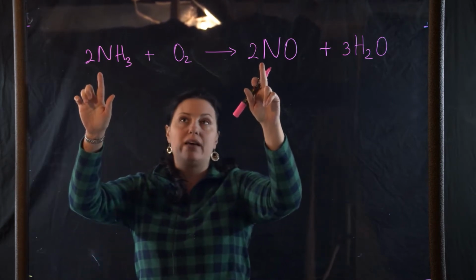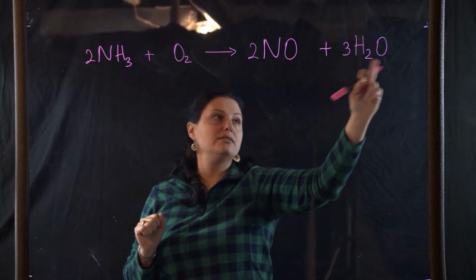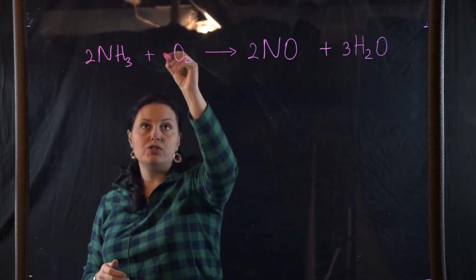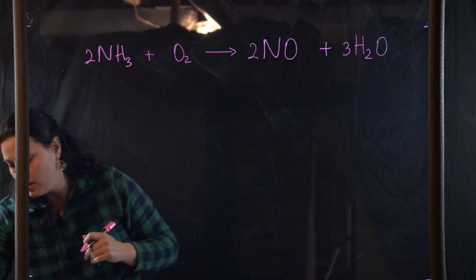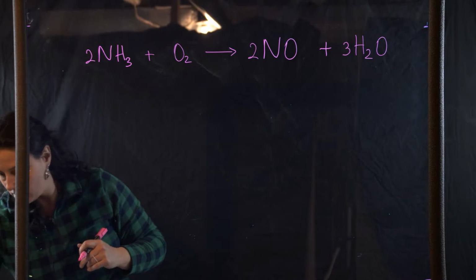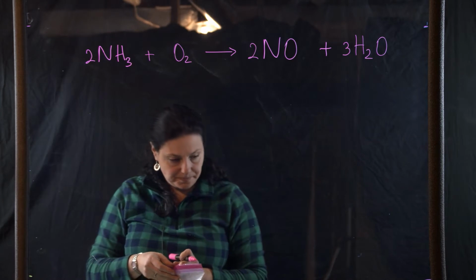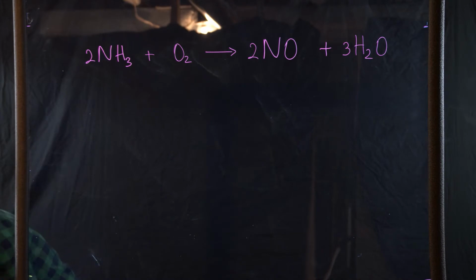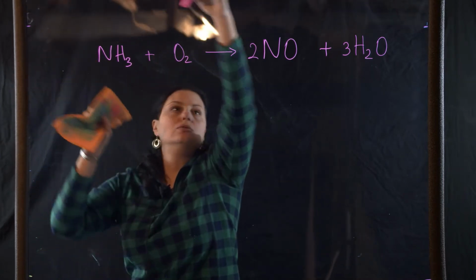I have my nitrogens balanced, and I have my hydrogens balanced, but what about my oxygens? 2 plus 3 is 5, and I only have 2. I can't really put a 2.5 here because we have to have whole numbers, which means that I need to multiply everything by 2.